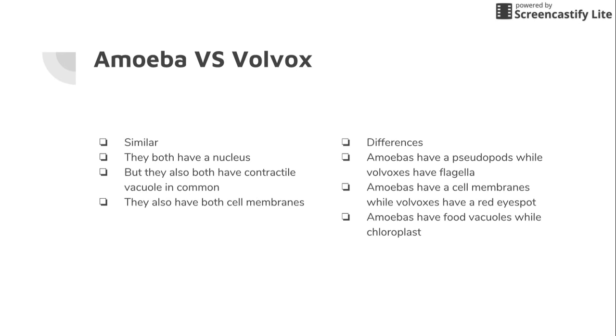Differences. Amoebas have a pseudopod, while volvox has a flagellum to move. Amoebas have a cell membrane, while volvox has a red eye spot. Amoebas have a food vacuole, while volvox has chloroplast.